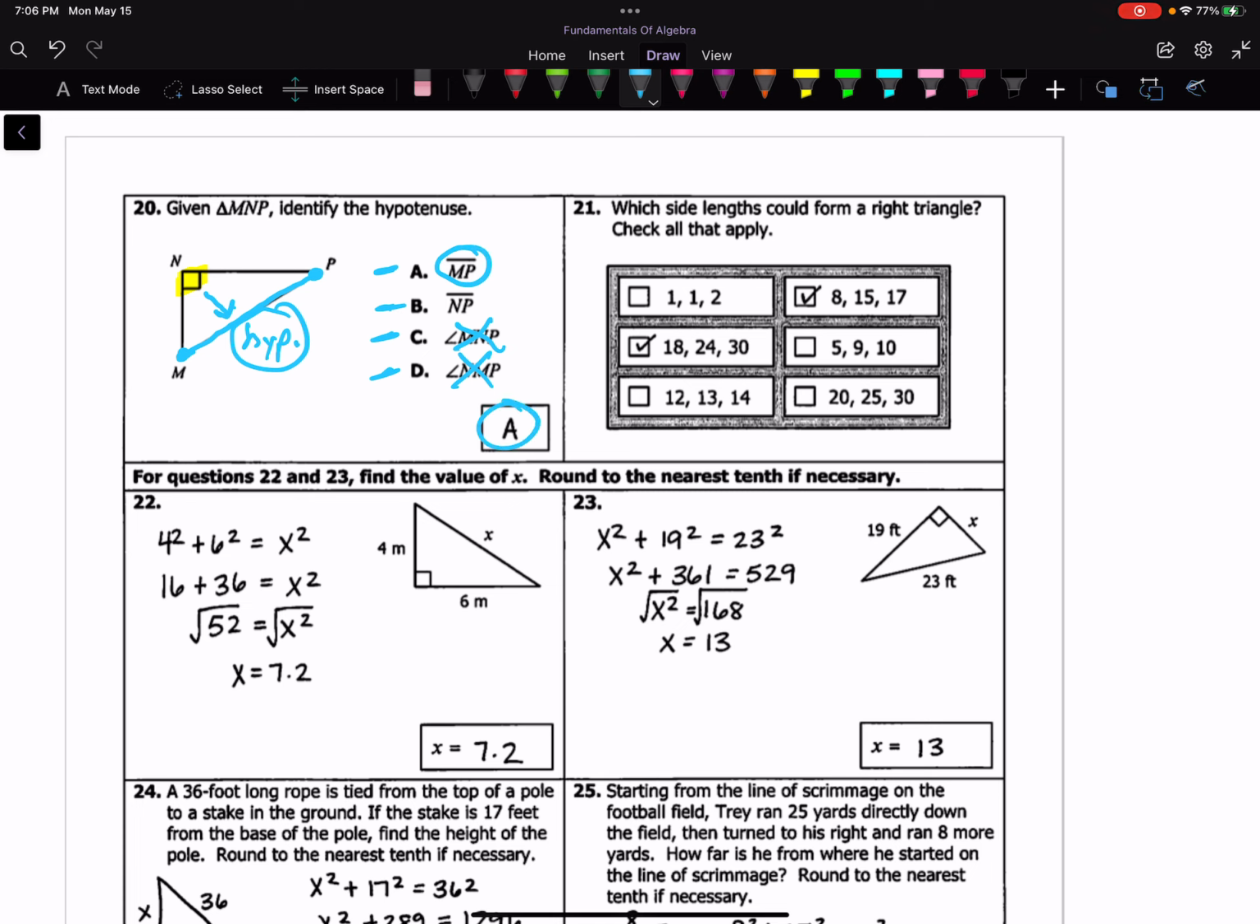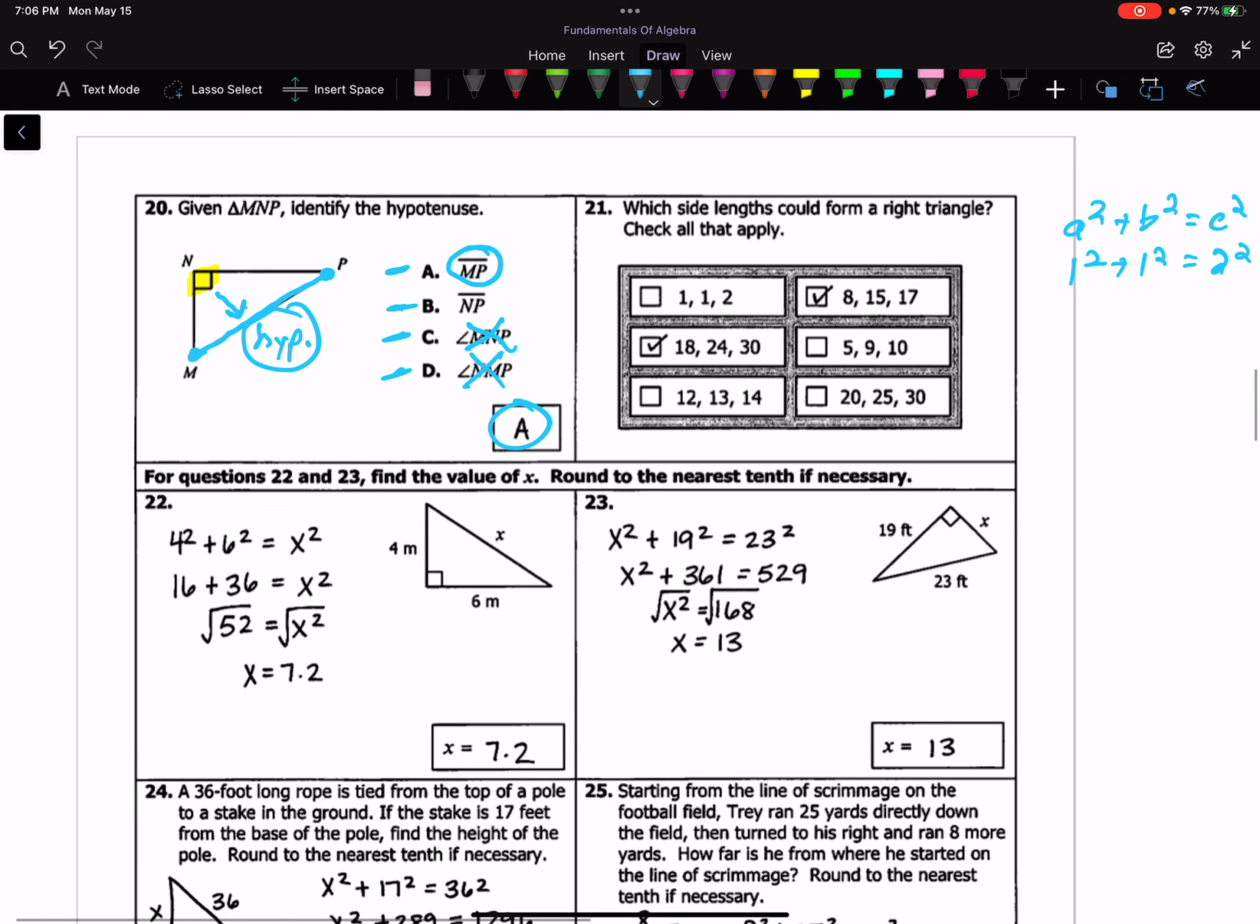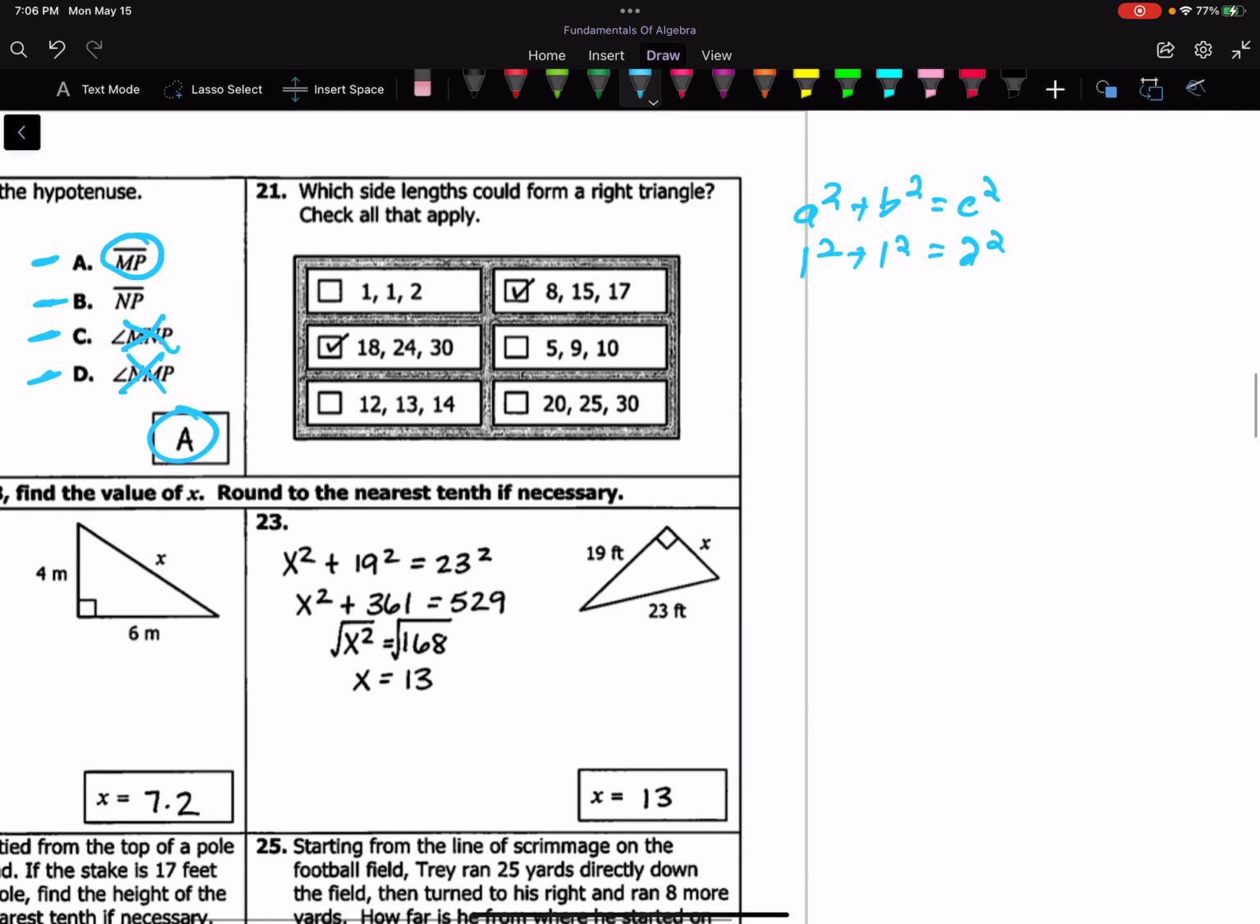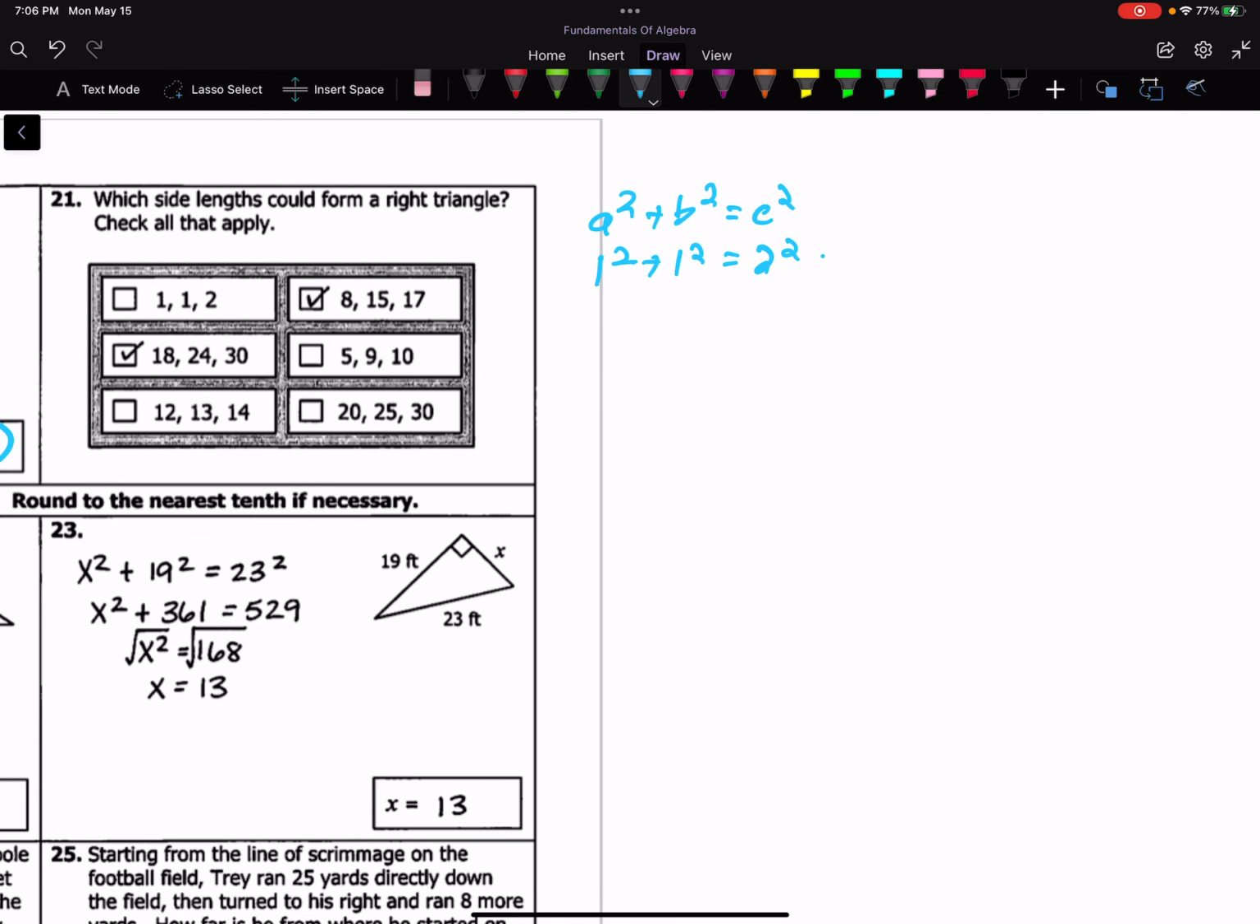Which side lengths could form a right triangle? Remember that for a right triangle, we have a squared plus b squared equals c squared, and the longest side is always c. So 1 squared plus 1 squared equals 2 squared. Well, 1 squared plus 1 squared is just 1 plus 1. That would tell us that 1 plus 1 is equal to 4, and that's not true. So this one is not it.